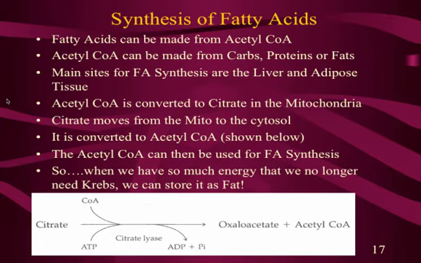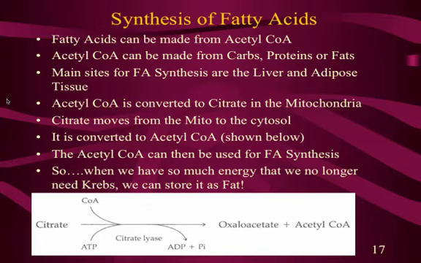Fatty acids can be made from acetyl CoA. Acetyl CoA can be made from carbohydrates, proteins, and fats. We've looked at that a few times. And in general, in humans, the main sites for fatty acid synthesis are the liver and adipose tissue.